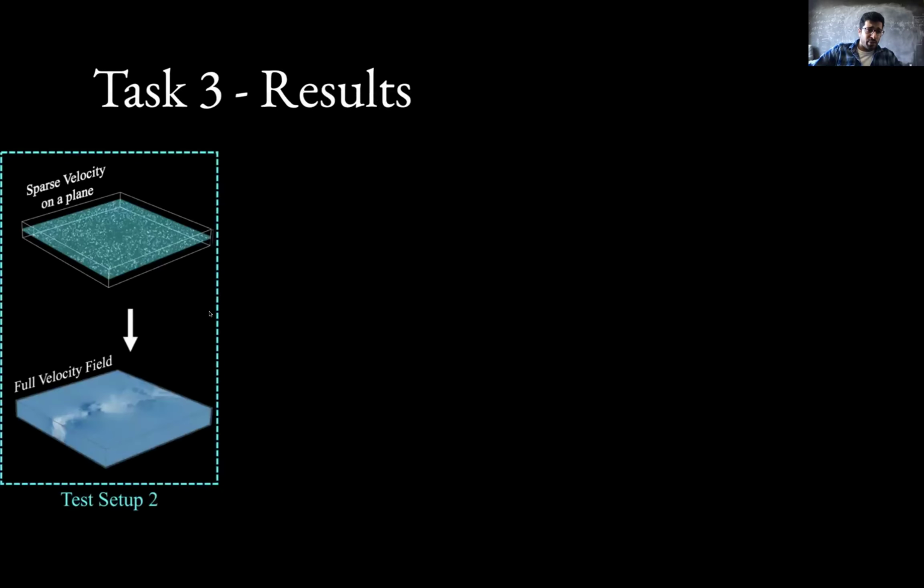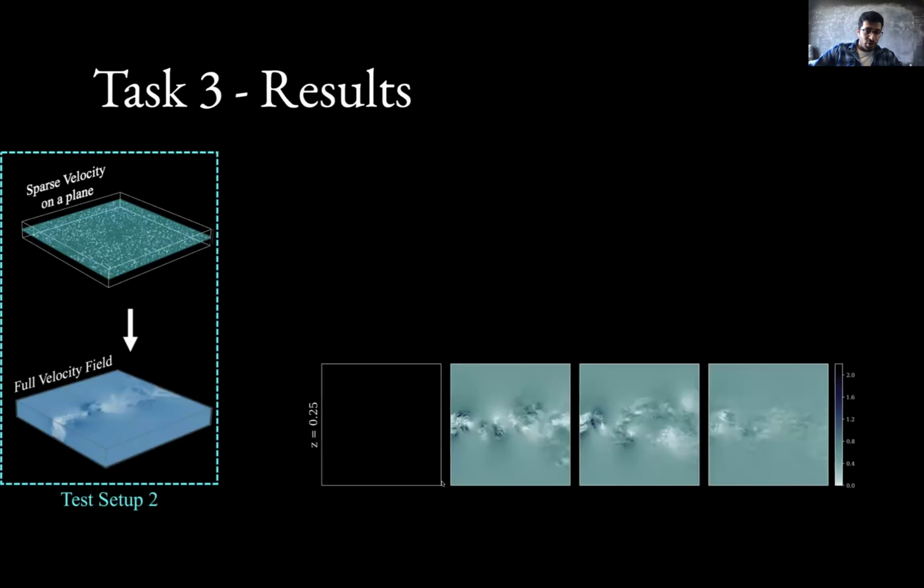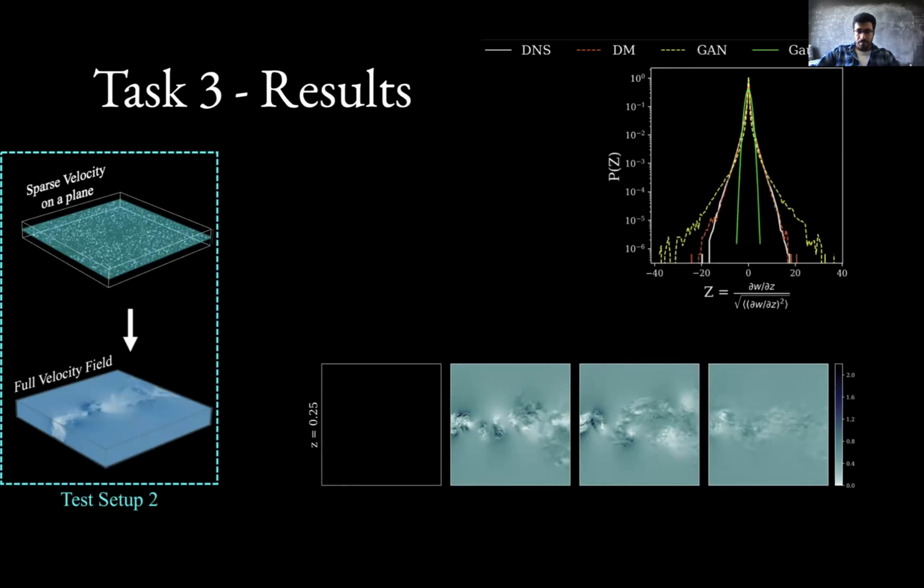Next, you have velocity only at the plane z equal to 0, and you try to visualize the state predicted at z equal to 0.25, which is not the visualized plane, but an above plane. This is the diffusion model's prediction in the middle. It is not exactly phase aligned with the DNS, but it looks statistically similar, or something you could expect to see. And this is the prediction of the GAN.